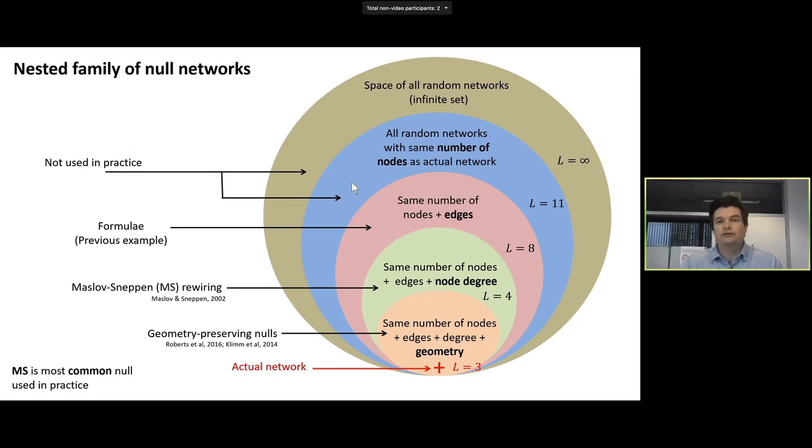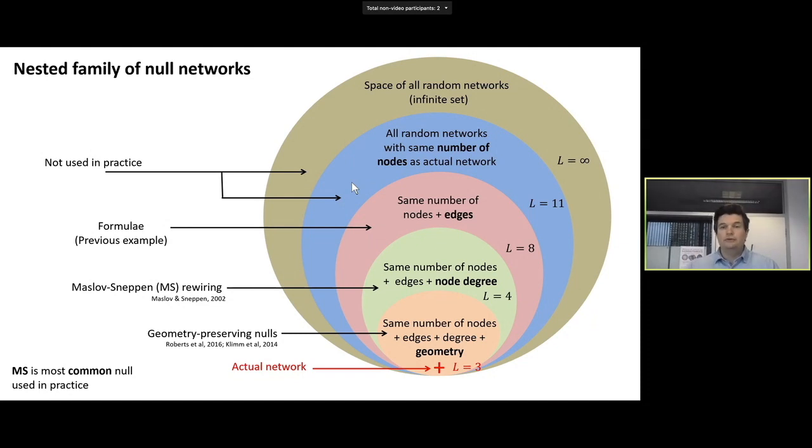And in the innermost circle, we say we want to match the number of nodes to our actual connectome. Then we say we want to match not only the number of nodes, but also the number of nodes and edges. And this is exactly what we did in the previous example, where we had the closed form formula that gave us the path length for a random network with the same number of nodes and the same number of edges as our actual network, as our actual connectome. But we can go further. We can also not only match the number of nodes and edges, we can also match node degree. And this is perhaps the most common type of null network in connectomics. That's the green family of null networks.